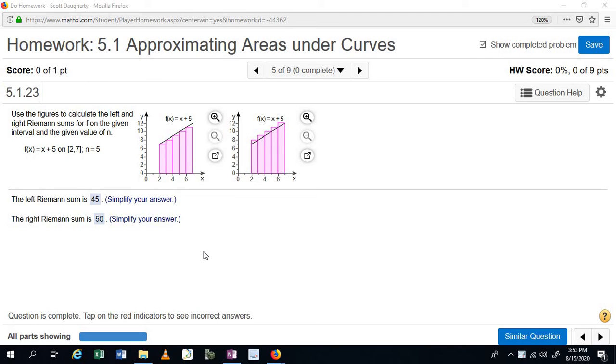Hello again. In this video, I'm going to go over a homework problem from 5.1. In this problem, it says use the figures to calculate the left and right Riemann sums for f on the given interval and the given value of n. So f of x here is x plus 5 on the closed interval from 2 to 7, and n is equal to 5. Okay, so let's calculate the left Riemann sum first.